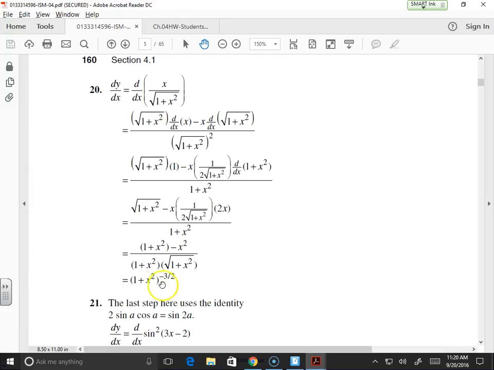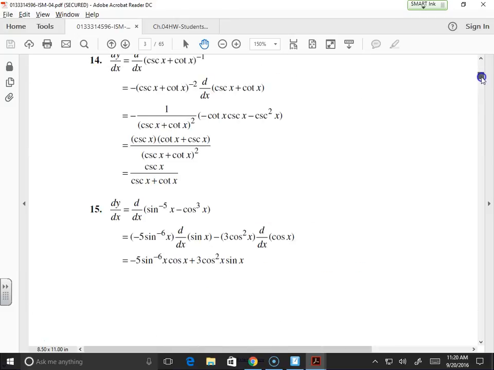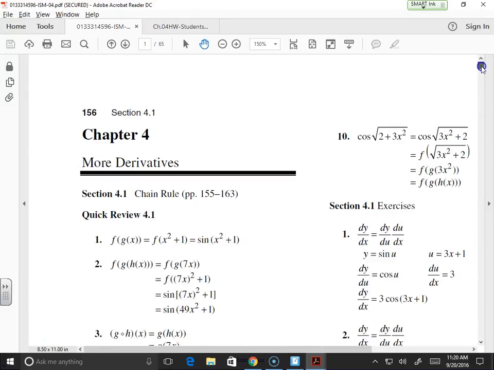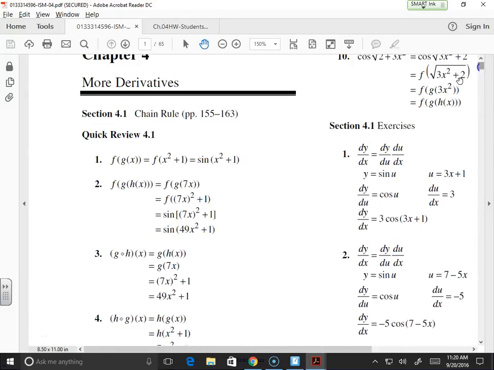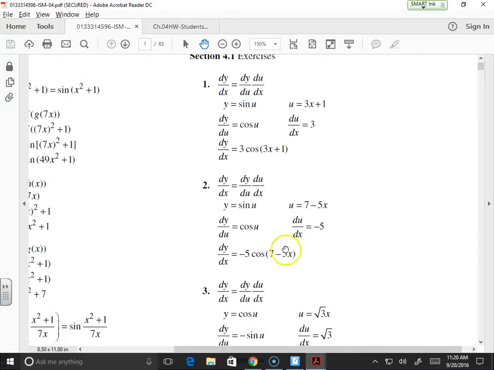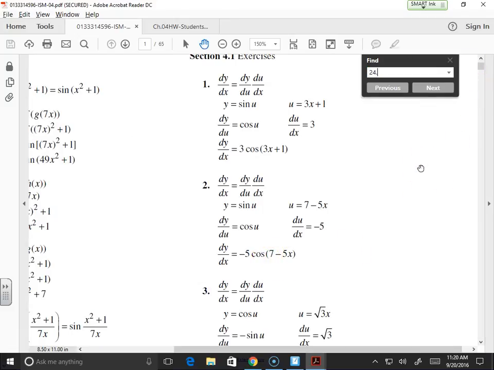Number 20, final answer, 1 plus x squared to the negative 3 halves. Amanda did the wrong one. 1 plus x squared to the negative 3 halves. And then number 2, is that what you said, Amanda? Yeah. Sine of 49. No. Negative 5 cosine of 7 minus 5x. Yeah. Okay. Let's go find number 24 now, right?